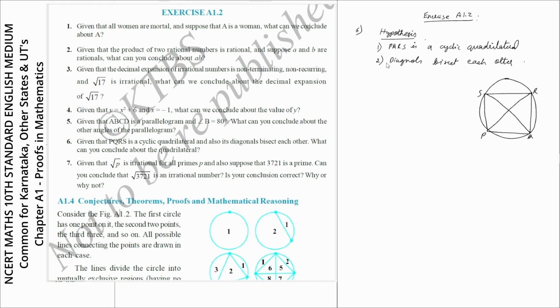And the second hypothesis is diagonals bisect each other. So diagonals bisect each other means, suppose the intersection of these two diagonals is O, then the length PO is equal to length OR, and also the length SO is equal to length OQ. That's the meaning of two lines bisecting. Here the diagonals are bisecting.